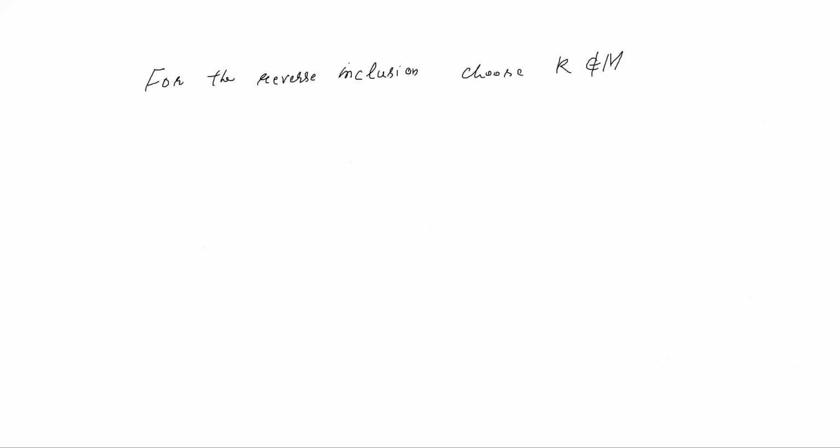So choose K not in M. When you are taking K not in M, it means P_K is not equal to Q_K. So this means P_K of S is not equal to Q_K of S for some S. Therefore K_L is not equal to L.